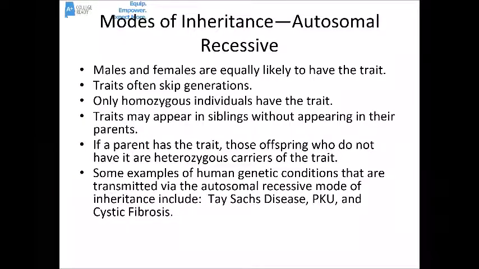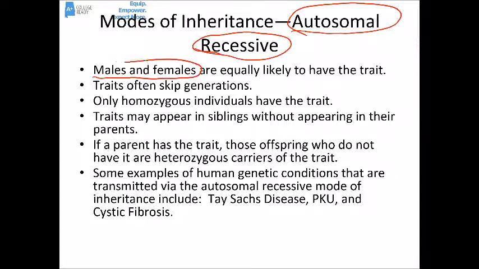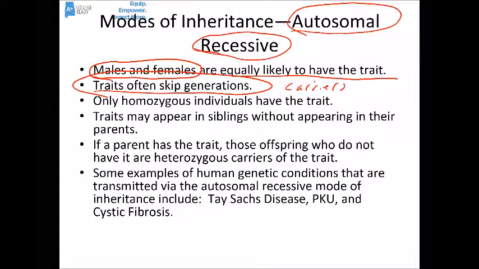All right, let's also talk about autosomal recessive traits. Again, the alleles for these are on a non-sex chromosome. This time, though, you've got to have 2 alleles, one from each parent, to actually have the trait. Because these are autosomal traits, males and females are equally likely to be affected. These traits can skip generations. That's because of carriers. Some individuals can have an allele without having the trait. Only homozygous individuals have these.